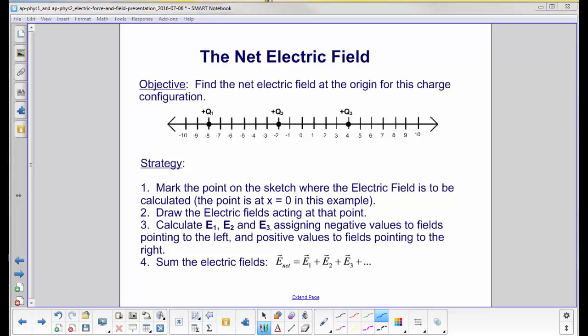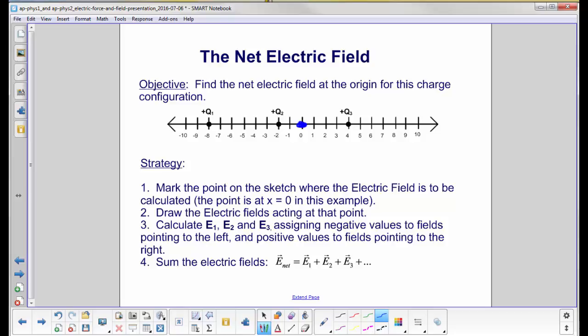Objective: find the net electric field at the origin for this charge configuration. Q1 at -8, Q2 at -2, Q3 at +4. And here's where we want to find the electric field. So the first thing you do, well, we've already done it. You mark the point on the sketch where the electric field is to be calculated.